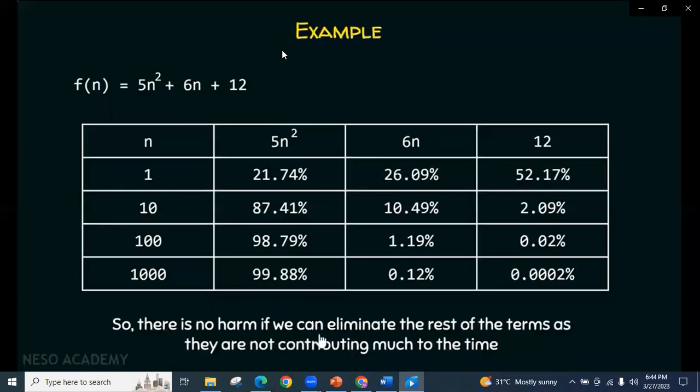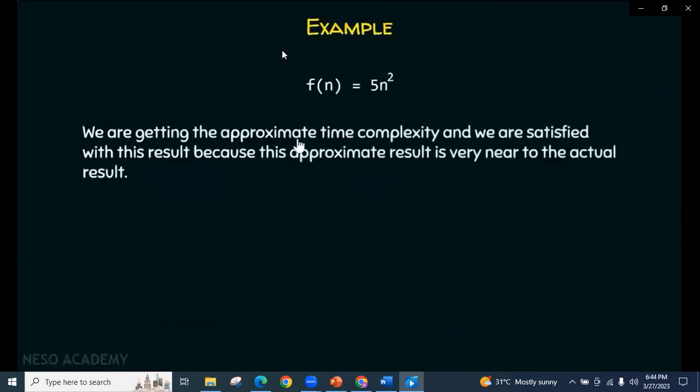So there is no harm if we eliminate the rest of the terms as they are not contributing much to the time. We can eliminate these terms, 6n plus 12. There is no problem in eliminating them because we know that the 5n square term is taking the most of the time. It is 99.88%. We are getting the approximate time complexity, isn't that so? And we are satisfied with this result because this approximate result is very near to the actual result. If we take f(n) equal to 5n square, there is no harm. We know that it is taking 99.88% of the time, or it may take even more. We are getting the approximate time complexity and we are happy with it. There is no problem in eliminating the rest of the terms.